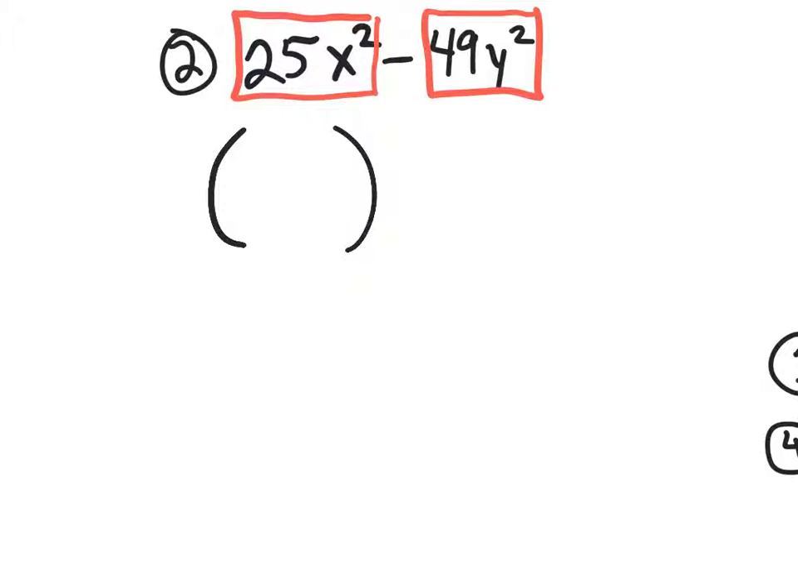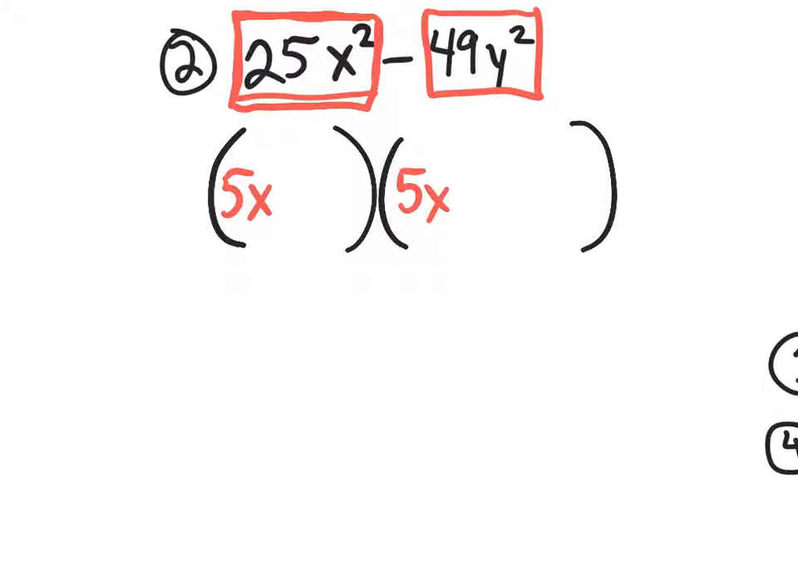So let's put our parentheses, and let's actually do the square root of 25x squared. Yeah, the square root of 25 is 5, and the square root of x squared is x. So we have a 5x on the first part of our binomial, a 5x on the first part of the other binomial. And now the other one, this 49y squared, when I square root it, the square root of 49 is 7, the square root of y squared is y. So I have a 7y right here and a 7y right there.